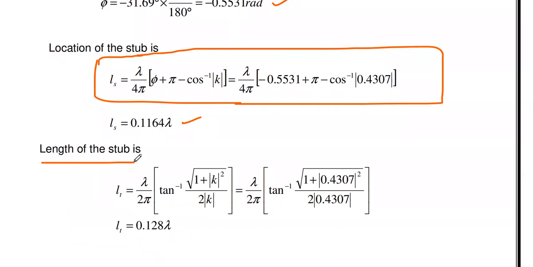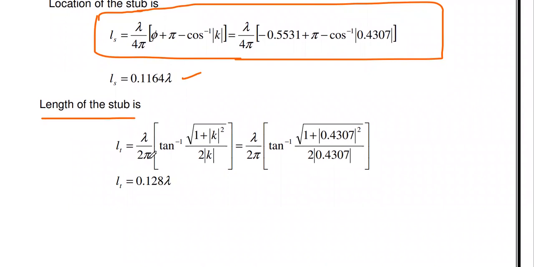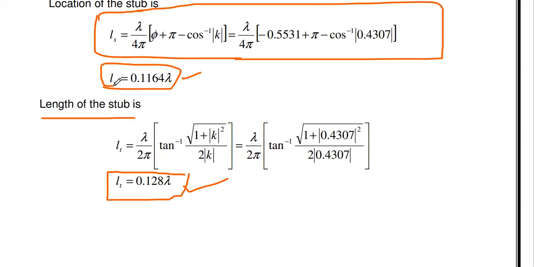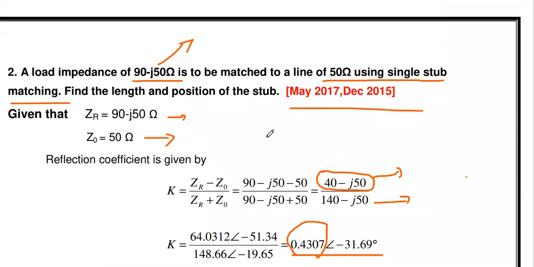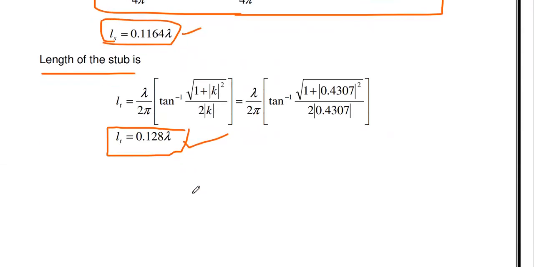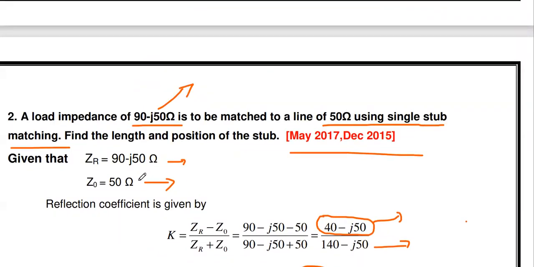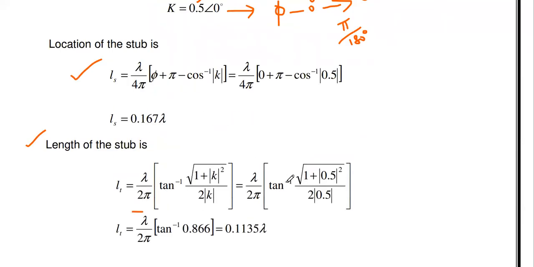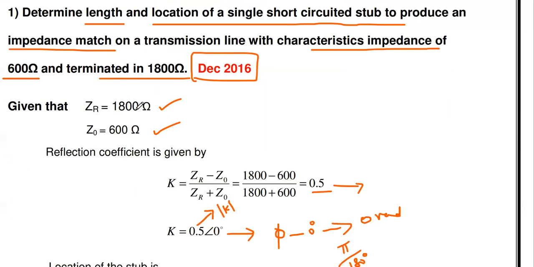Similarly, we have to find the length of the stub. The length is lambda by 2 pi times tan inverse of the square root of (1 plus modulus K squared) divided by (2 modulus K). Similarly, you substitute the modulus value and you find the answer: 0.128 lambda. Here also the location and the length will be in lambda only, because in this problem also the frequency of operation is not given, so the answer should be in lambda only. Okay, what is the difference between the first problem and the second problem? In the first problem, the two data, ZR and Z0, are real.